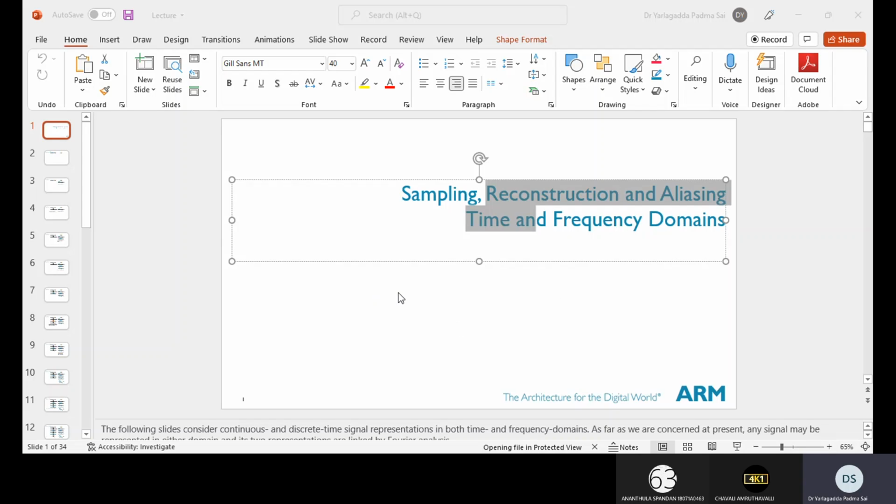Some basic signals you have already studied, like the step signal. The step signal has amplitude from 0 to infinity. Here we are assuming a unit step, so it has amplitude 1. It is continuous. When you want a discrete one, we replace t by nt. So a discrete time signal may be formed by sampling a continuous signal. You already studied the same concept in signals and systems.